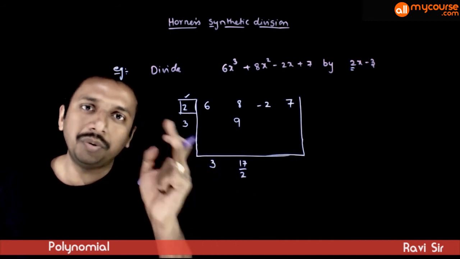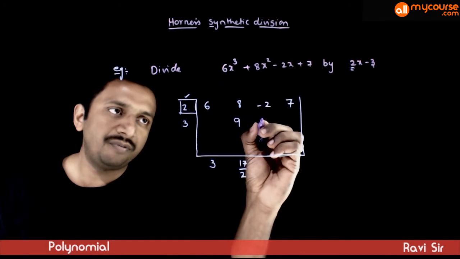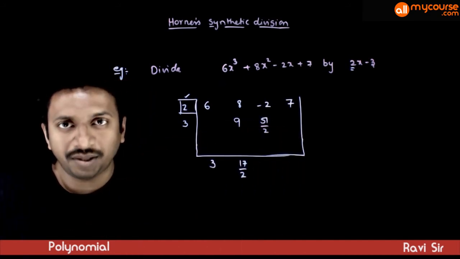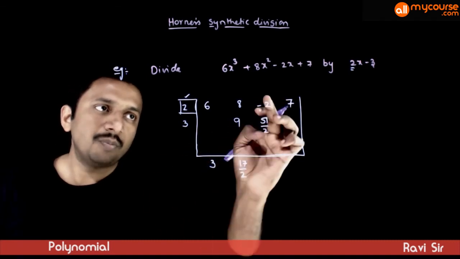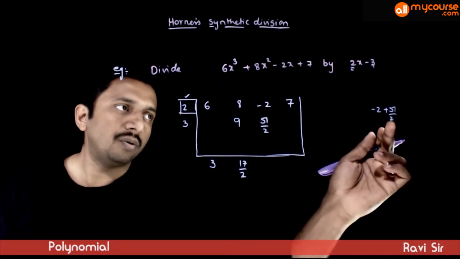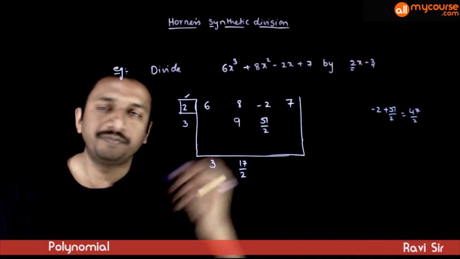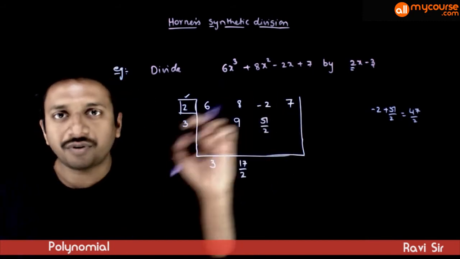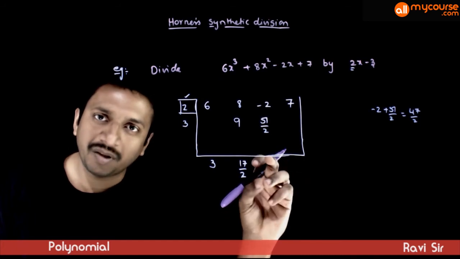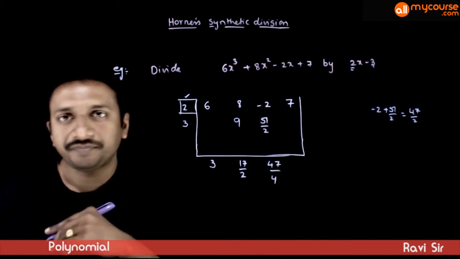So the number here is 17 by 2. Now 17 by 2 into 3 is 51 by 2. Now add these two. So minus 2 plus 51 by 2. So 51 minus 4, that is 47 by 2. So the addition of these two is 47 by 2. But you cannot write 47 by 2 here. You have to divide it with 2. So you have 47 by 4 here.